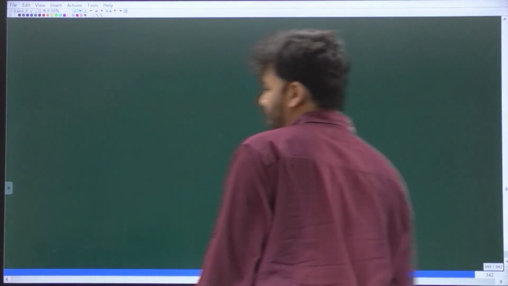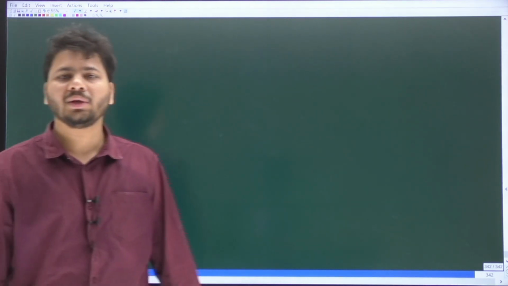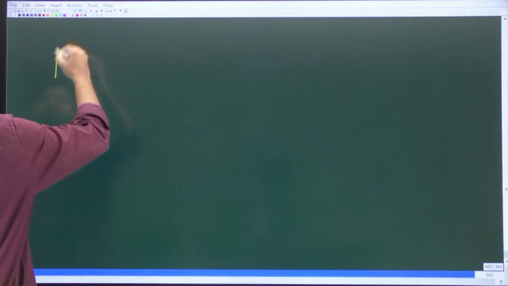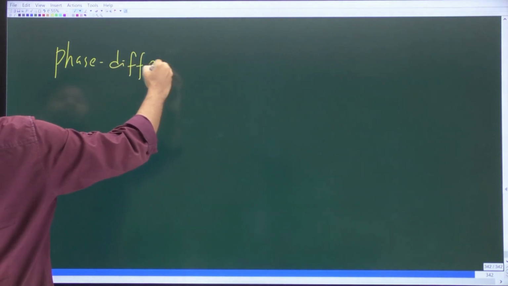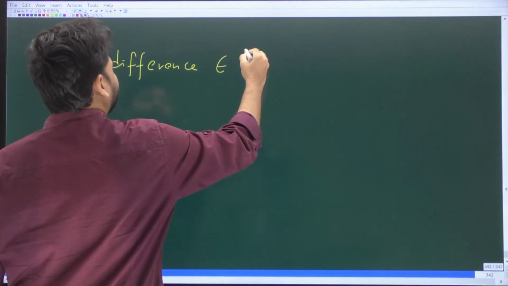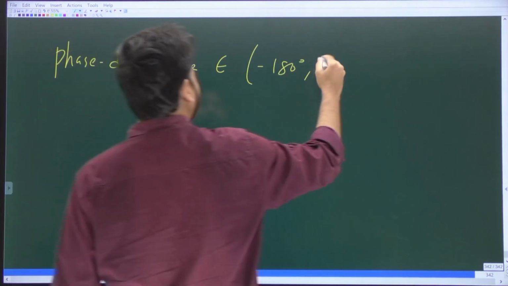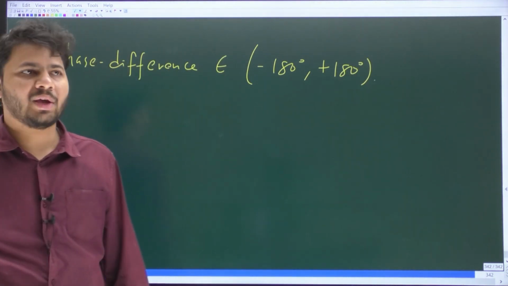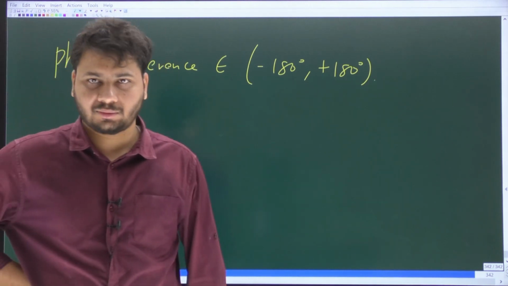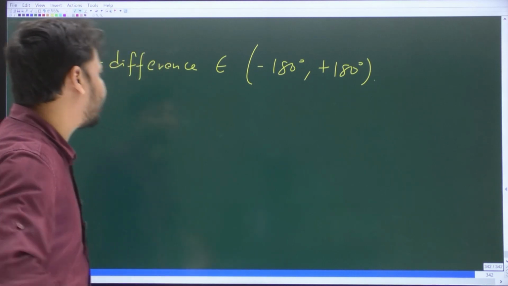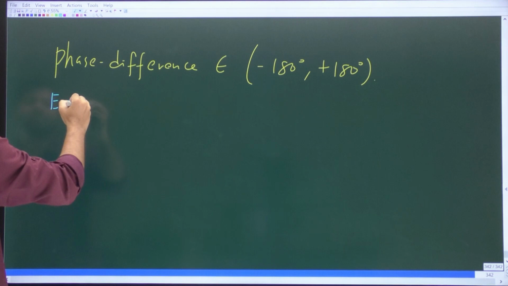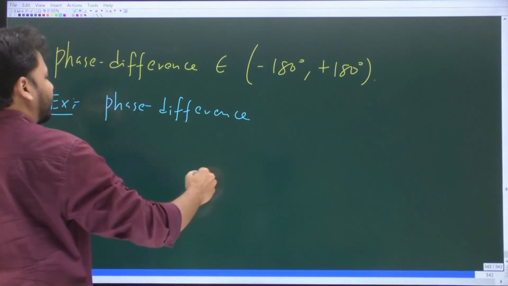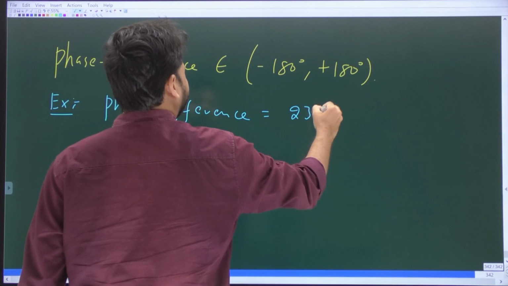I'll just make one last point. You see, the phase difference between any two sinusoidal quantities should always lie in the range minus 180 to plus 180. Yes. Phase difference will always lie in the range minus 180 degrees to what? Plus 180 degrees. Now let's say the phase difference between two quantities is 230 degrees. Okay. Look at this.